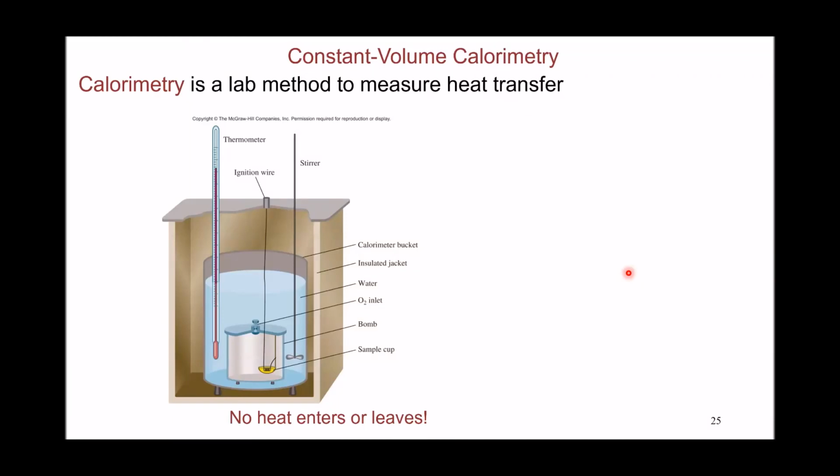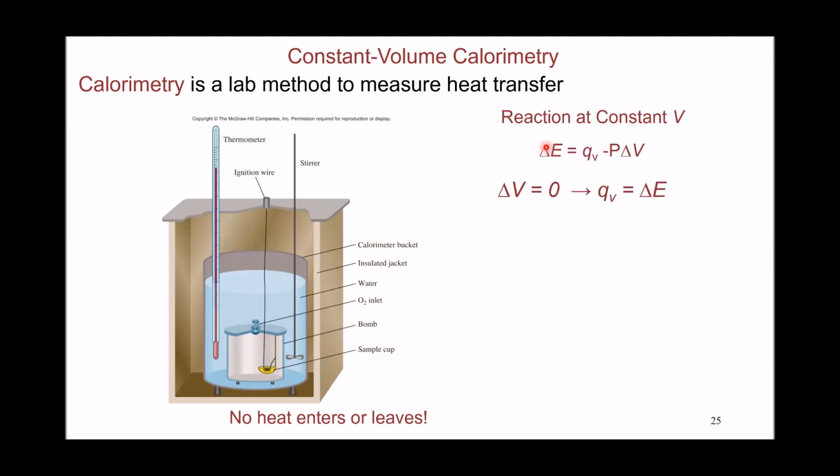The experimental method to conduct heat transfer measurements is called calorimetry. And there are two procedures to conduct calorimetric measurements. The first one is called constant volume calorimetry, or bomb calorimetry, where you do the experiment in a sealed container that does not allow the sample to expand or compress. So it has a constant volume.